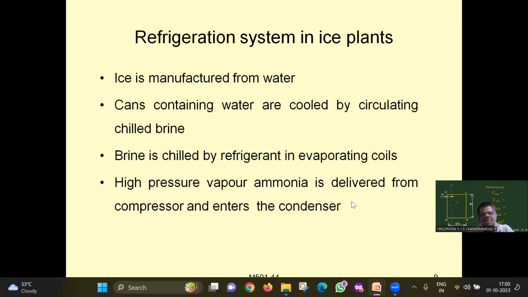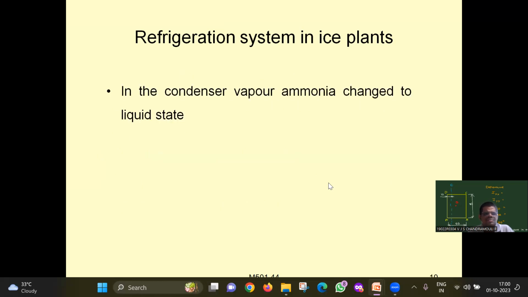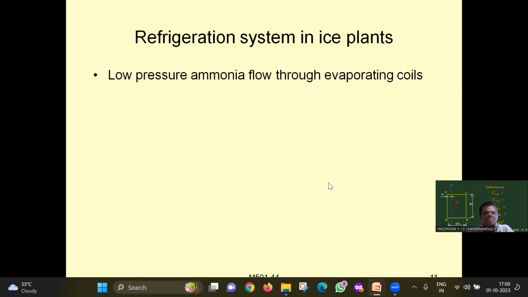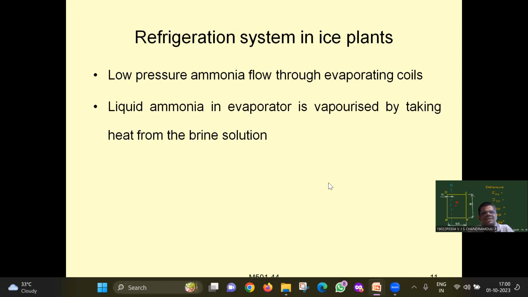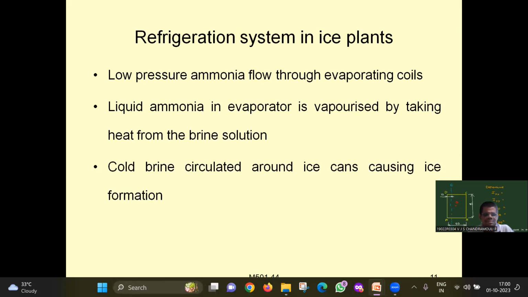The high pressure ammonia vapor is delivered from the compressor and enters the condenser. So this is all you know. This is once again the working of the vapor compression system. So what you have to do is explain the construction of each and every element in any application like ice plant, refrigerator, and the working is similar to our vapor compression system. That's all. The only difference is the evaporator.